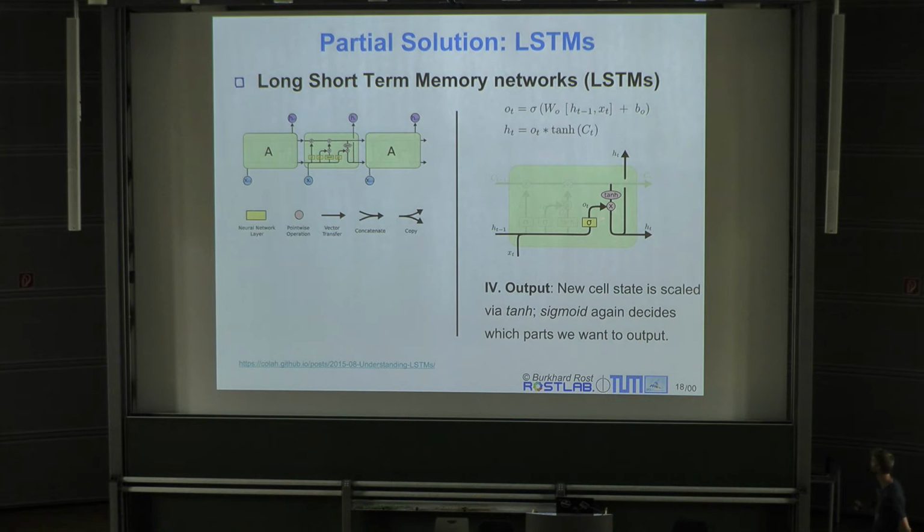This is necessary because we have two different channels, as you can see. We have this conveyor belt over here, which just updates by forgetting and adding new information, and we have this hidden state down here, which is then actually affected by all these transformations, which you see down here.